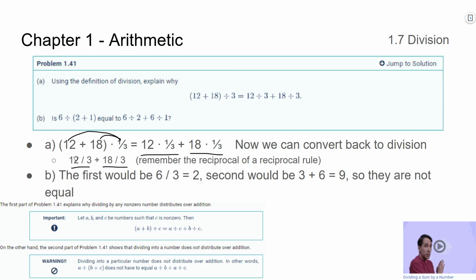And that's pretty simple, right? That's what it says right here, 12 divided by 3, 18 divided by 3. So that's all we needed to do, is show that you can get to here from over here.